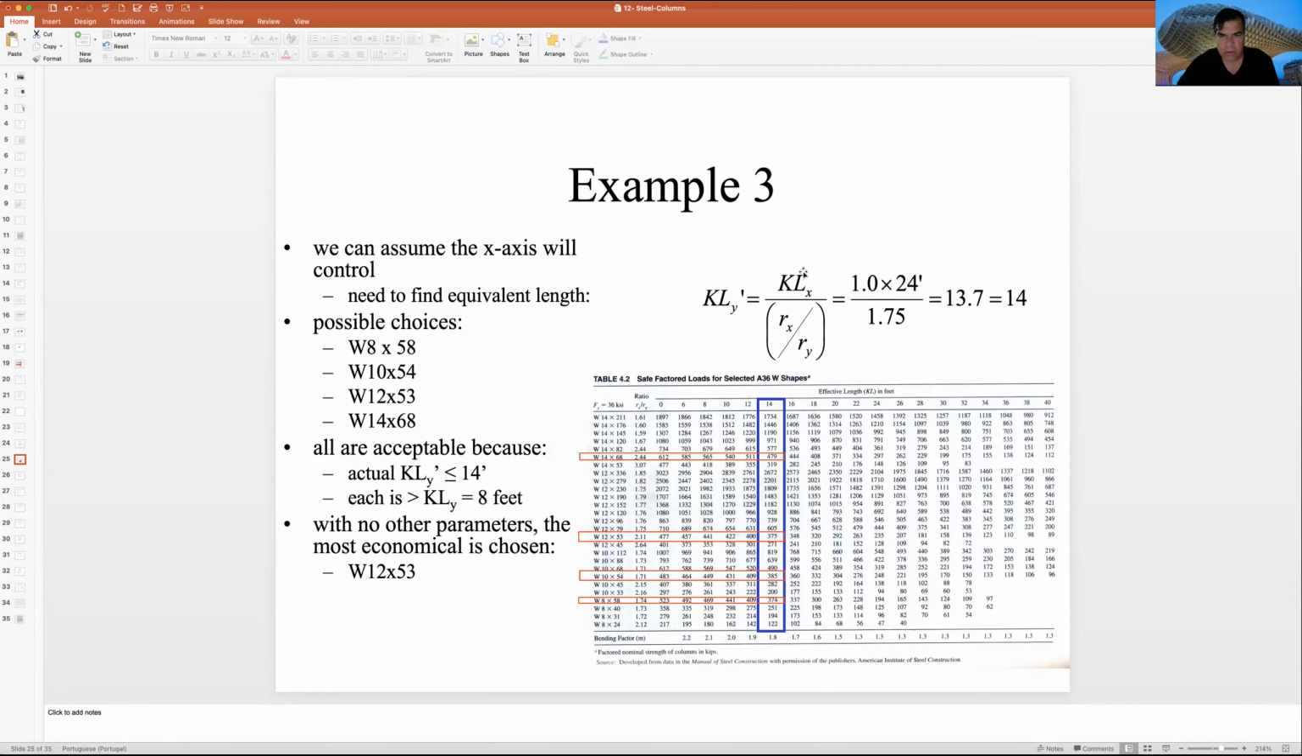And well, we just multiply K, that is already 1. We don't need to use it. L is the unbraced length that is bigger, that is 24. We divide by the R, by the radius, that is 1.75. And that gives us a proportion of length of 13.7. And 13.7 is 14.